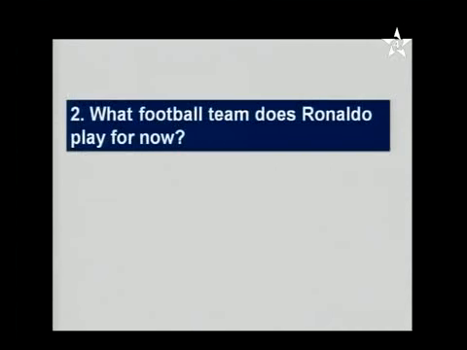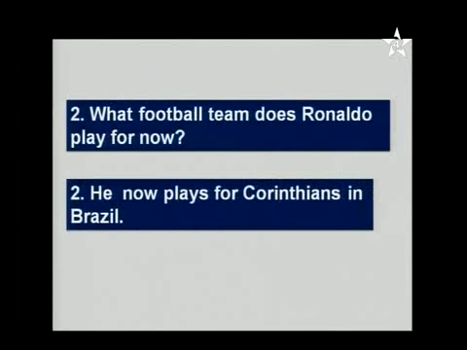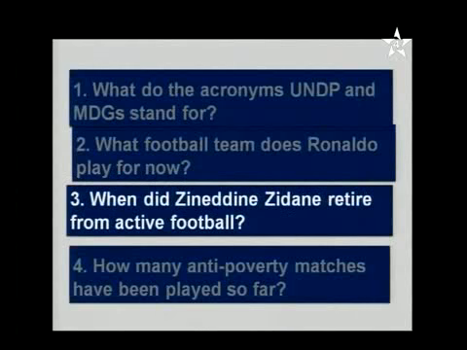Here is the answer. The question again. What football team does Ronaldo play for now? Please write the answer. He now plays for Corinthians in Brazil. Okay? Now we move on to question 3.